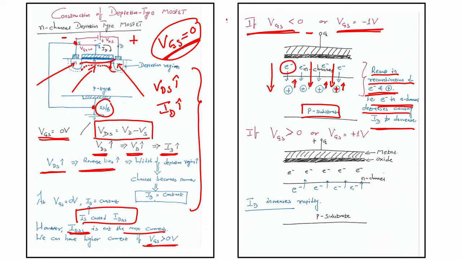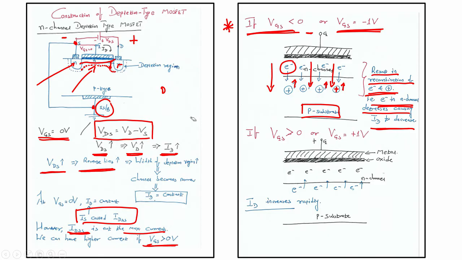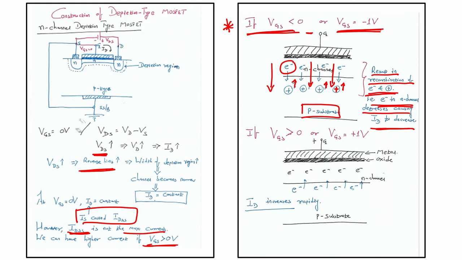So, if I have this particular condition where my VGS is less than 0, what will happen? The electrons from the channel will be pushed down, the holes will be pulled up, and there will be recombination of holes and electrons, and ultimately what I see is a decrease in the channel, and the current ID will also decrease. Okay.